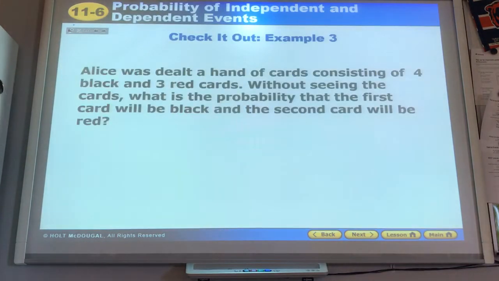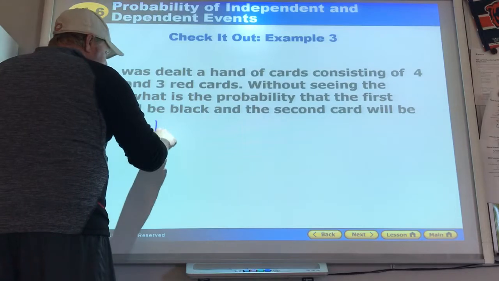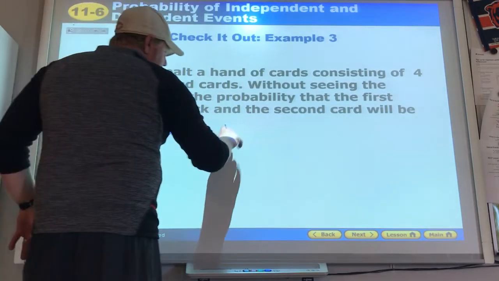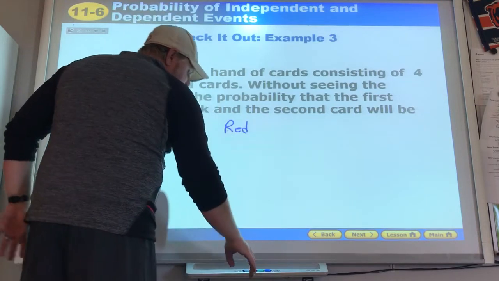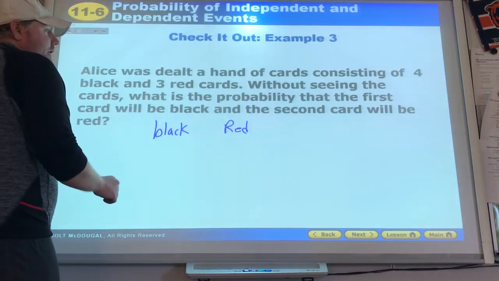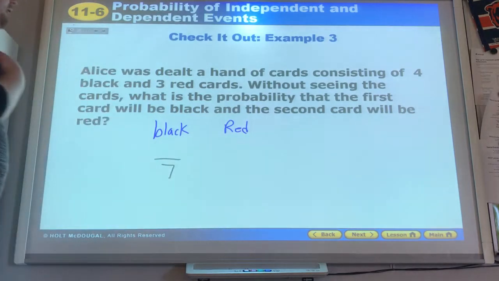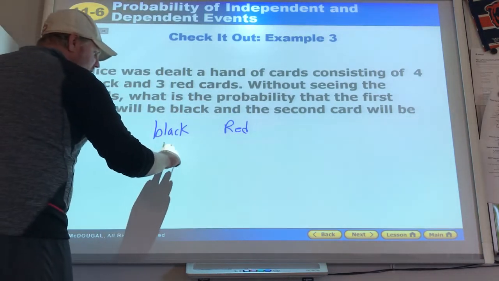Okay. Alice has been dealt a hand of cards consisting of 4 black and 3 red cards. Without seeing the cards, what is the probability that the first card will be black and the second card will be red? So we want to get a black card when I'm drawing them randomly out of her hand, and then I want to get a red card. Well, let's think about the probability of getting a black card. She has 7 in her hand, and 4 of them were black. So I have a 4 out of 7 chance.